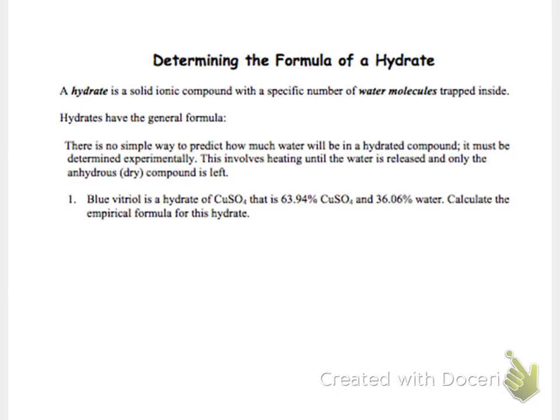A hydrate is a solid ionic compound with a specific number of water molecules trapped inside the lattice structure. They have the general formula: the ionic compound formula, however we'd normally write it, and then this little dot symbol, which is not multiplication, and then a specific number of waters. It is almost always a whole number. It could be a 1, a 2, a 3.